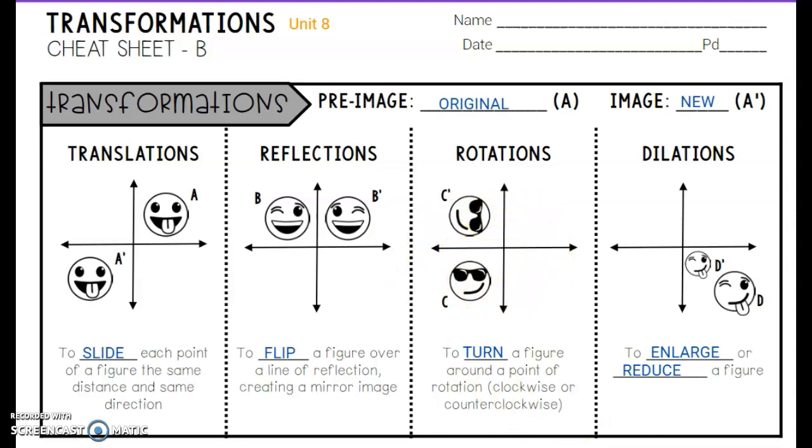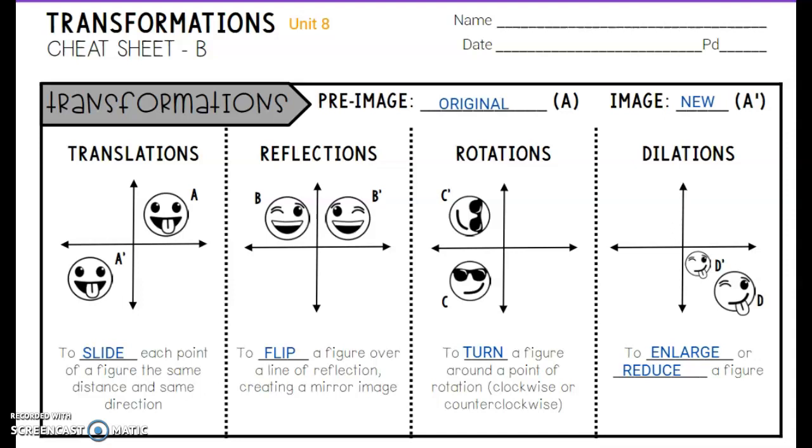The last one is dilations, and this is when you enlarge or reduce the figure. And you do this by multiplying by a scale factor. So if you multiply by a scale factor less than 1, the image is going to reduce or get smaller. If you multiply by a scale factor greater than 1, the image is going to enlarge or get bigger.